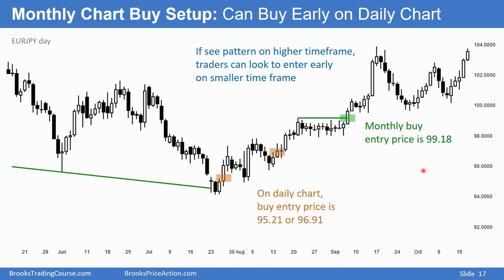On the other hand, if you looked at that monthly chart and you saw the wedge starting to form, you could look at a daily chart and try to enter earlier, like for example here, 95.21, or here, 96.91.